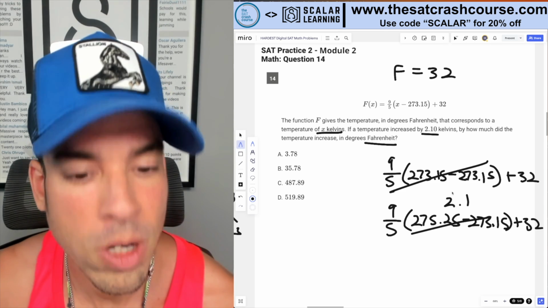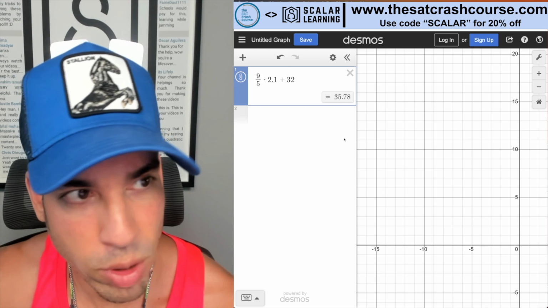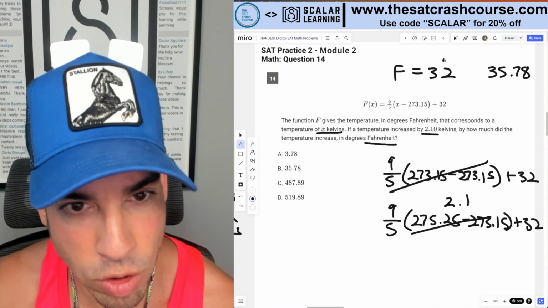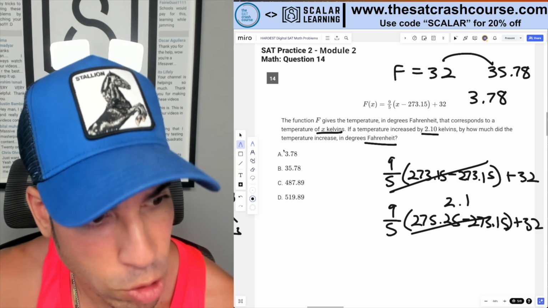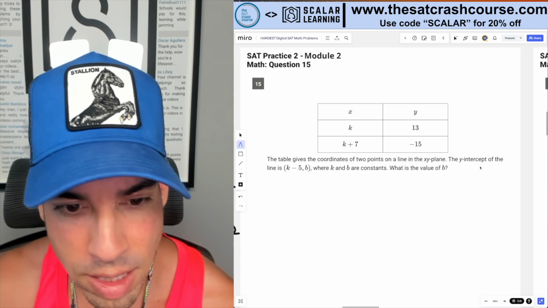That's the change. And then now I'm going to use Desmos to finish it off. And here we get 35.78. So the new value is 35.78. So how much did the temperature increase in Fahrenheit? It looks like it went up by 3.78, which means A is the winner. Done.